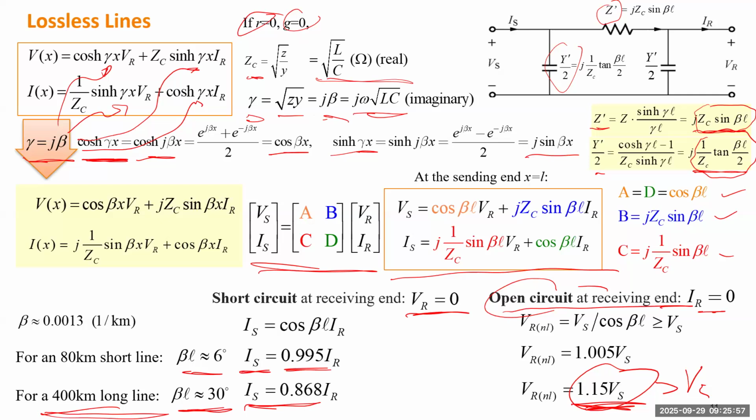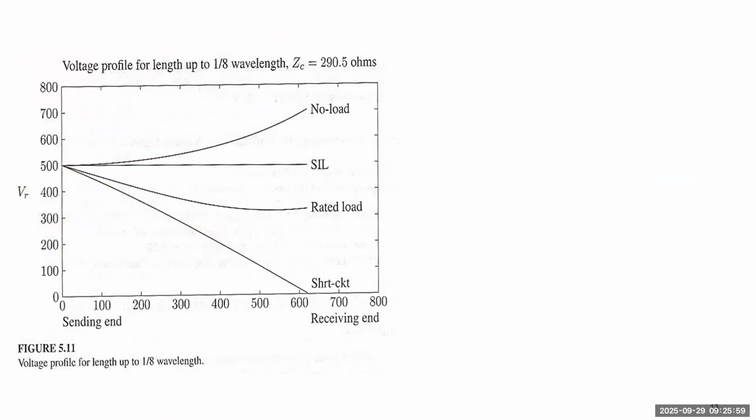Okay, so those are what we know from Friday. And this is a picture from the textbook, which just describes how the voltage changes from the sending end to the receiving end. So now we just assume there's a line which is about 600 kilometers, and this end will be the sending end. This end will be the receiving end.